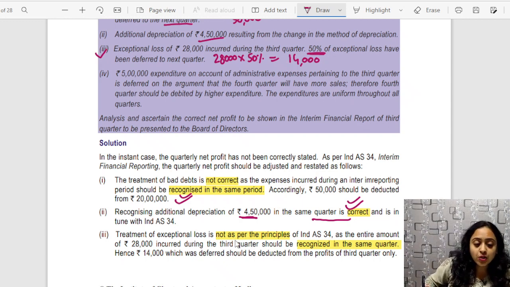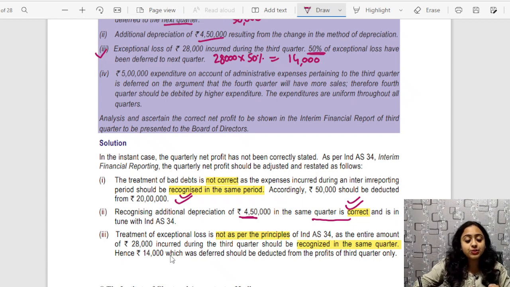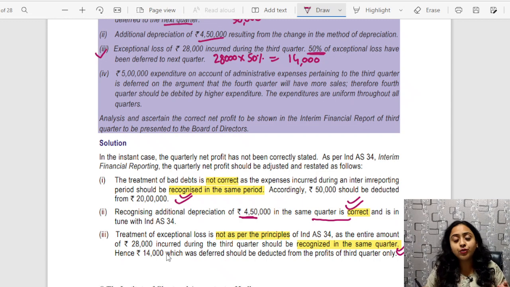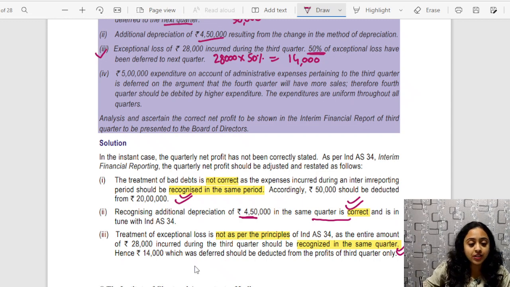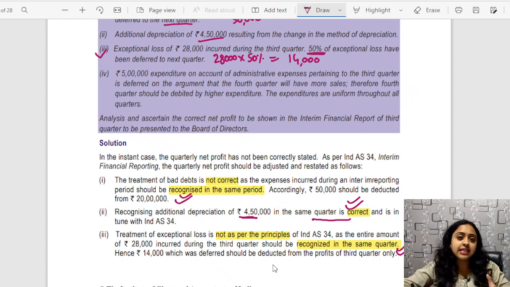Treatment of exceptional loss is not as per the principle of Ind AS 34, as the entire amount, rupees 28,000, incurred during the third quarter should be recognized in the same quarter. Hence, the 28,000 into 50%, that is 14,000, which was deferred, should be deducted from the P&L of the third quarter itself. No deferment, no anticipation.